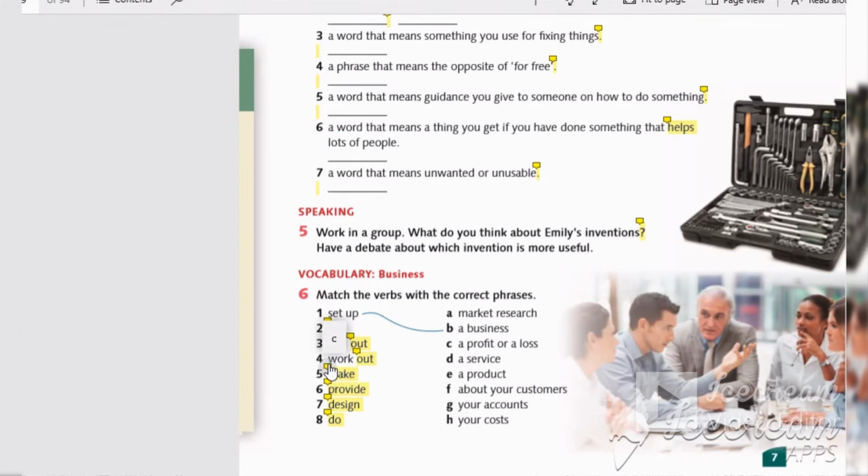Make with what? With C, a profit or a loss. Provide with D, a service. Design with E, a product. Do, also we have another answer for it, your account. So these phrases, مصطلحات or expressions تعبيرات, we use them with business. Actually, businessmen use these phrases and you have to study this exercise. It's important. Okay.